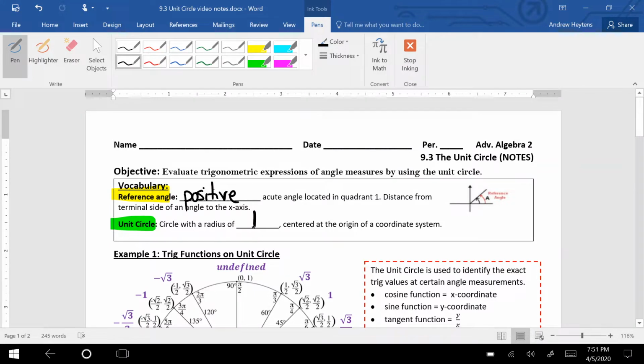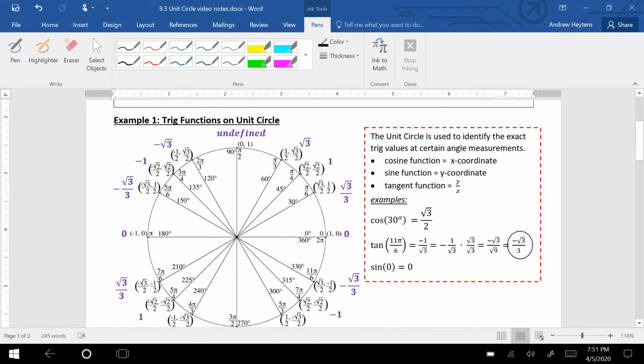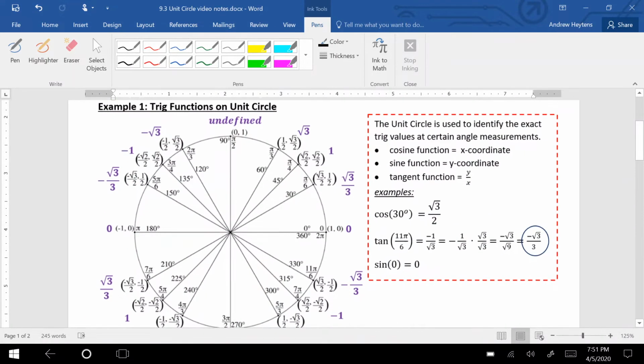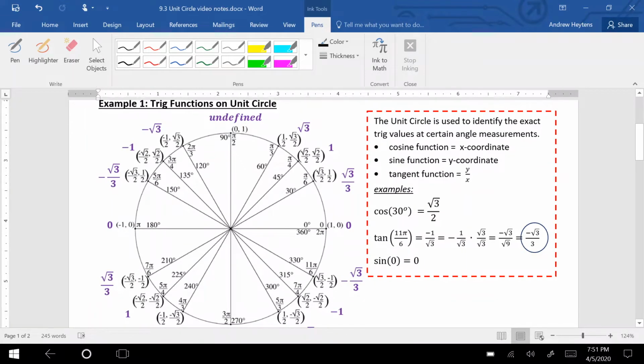So if you are in the unit circle, one of the characteristics of the unit circle is that your radius of that circle is always going to be 1. Here is a filled-in unit circle. And as you can see, there is a lot going on. You have a lot of different numbers, a lot of different coordinates, and it kind of just looks like a big wheel. So we're going to break this down as quickly and efficiently as possible.